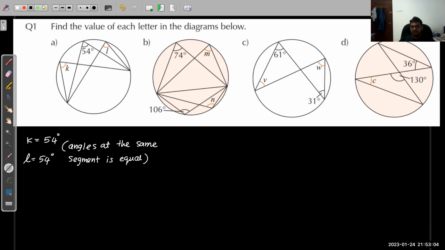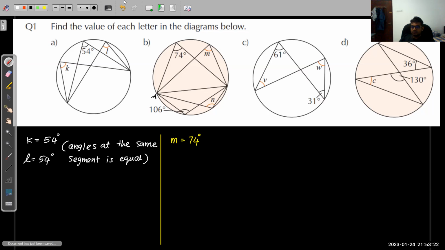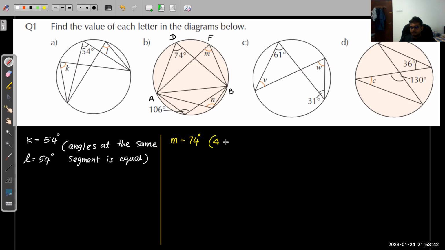For the reason, angles at the same segment. M equals 74 degrees. See, if I take these two points as A and B, the starting point is the same. Let's say this point is D, this point is F. ADB and AFB are in the same segment, angles in the same segment. So M equals 74, angles at the same segment.